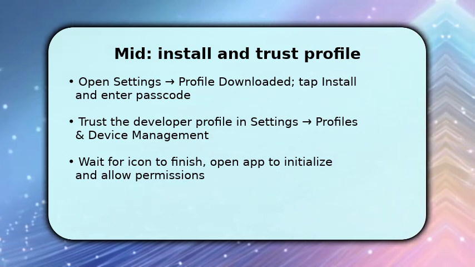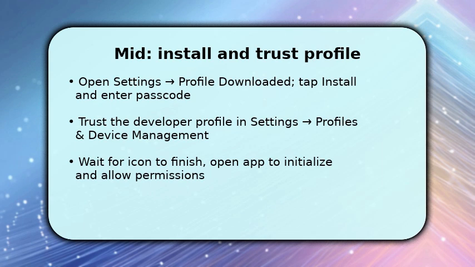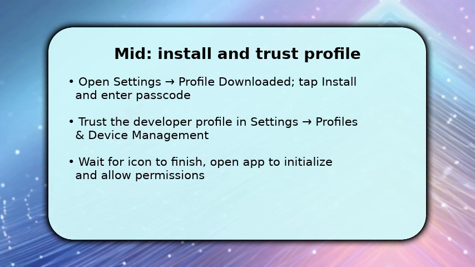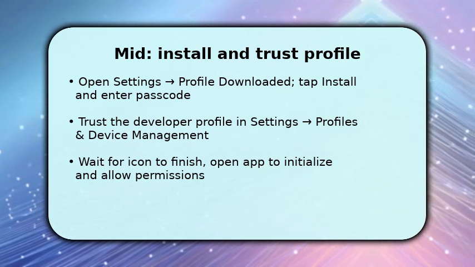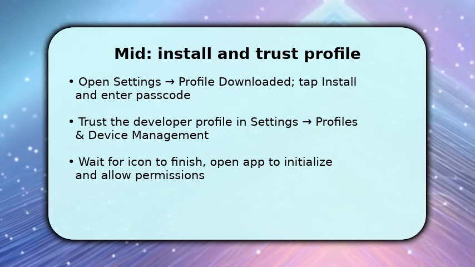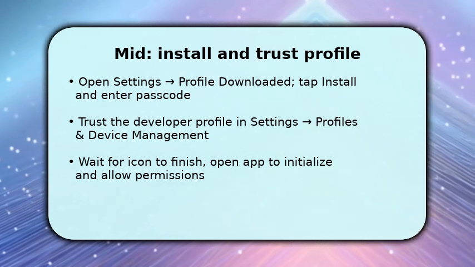You must then trust the developer profile. Settings > General > Profiles and Device Management. Select the new profile and trust it so iOS will allow apps to run. If a warning appears about untrusted developer, choose Trust. Once trusted, return to the home screen.